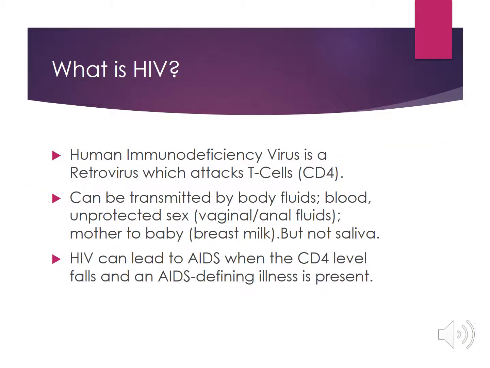Human immunodeficiency virus is a retrovirus which attacks T cells or the CD4 cells. HIV binds to and enters CD4 cells, makes copies of itself, and there's a gradual decline of the CD4 cells and immune system, allowing the life-threatening opportunistic illnesses to thrive. Untreated, HIV progresses to AIDS, which is acquired immunodeficiency syndrome.